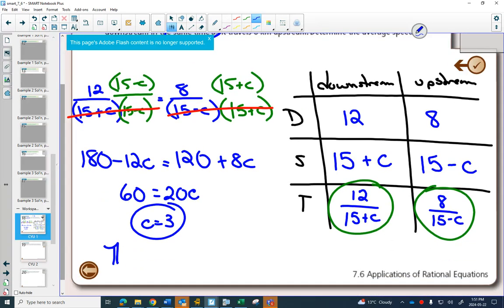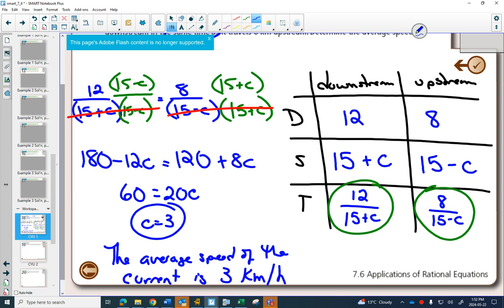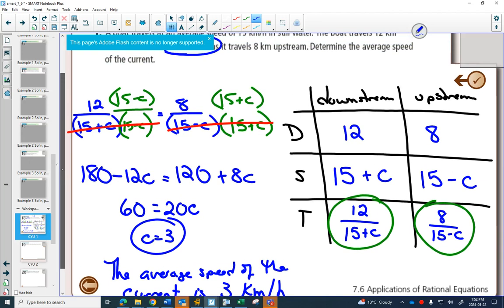and it is a word problem, so you'll need units, maybe a sentence. The average speed of the current is 3 kilometers per hour.